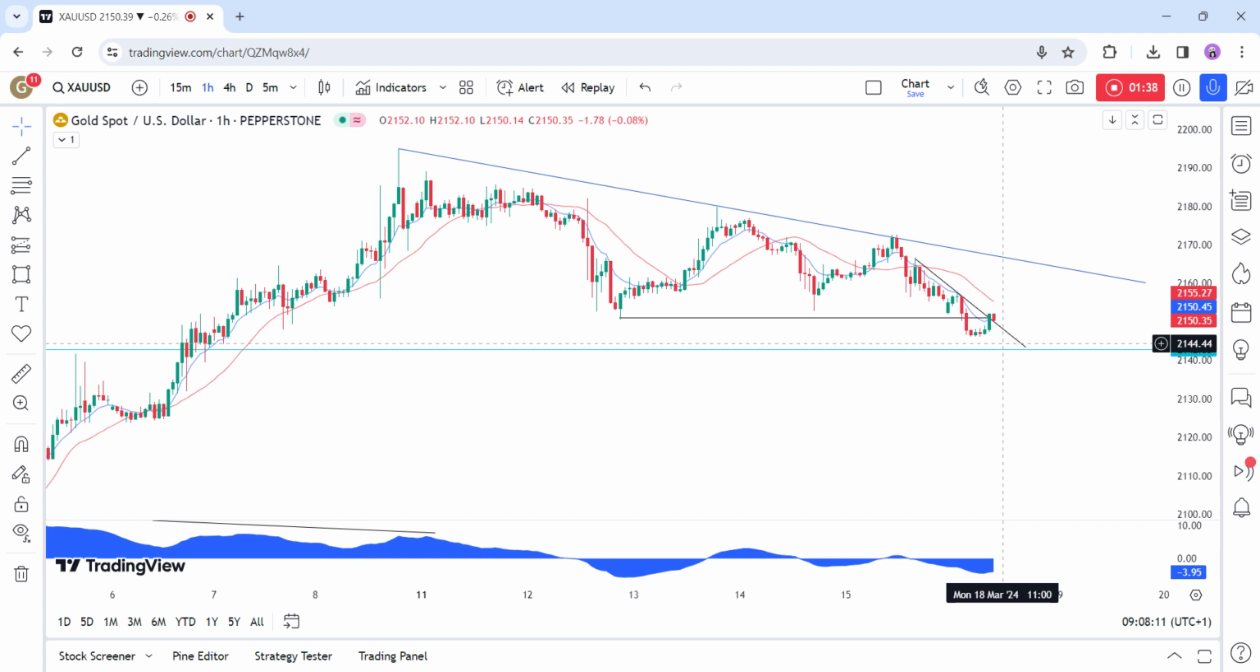The buyers, on the other hand, will want to see the price breaking higher to invalidate the bearish setup and position for a rally into the major downward trend line here around the 2165 level.